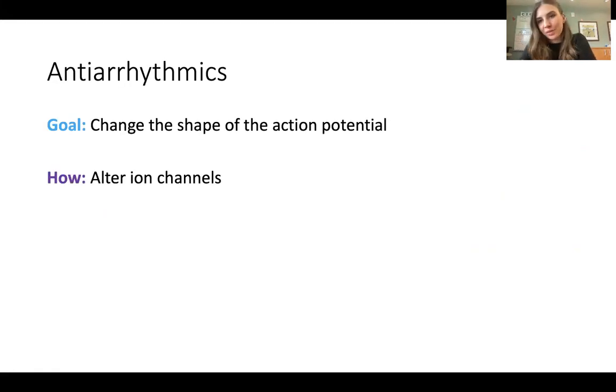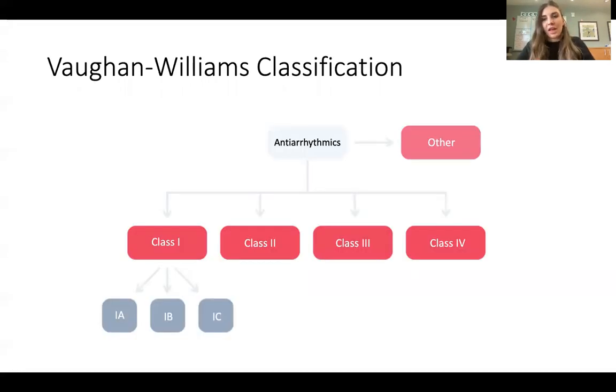Basically, what we're doing with antiarrhythmics is we have to change that action potential. There's been an arrhythmia, there's some sort of distortion with the shape of the action potential, and we're going to fix that by targeting different ion channels. And the Vaughan Williams classification is the oldest way that we've looked at antiarrhythmics.